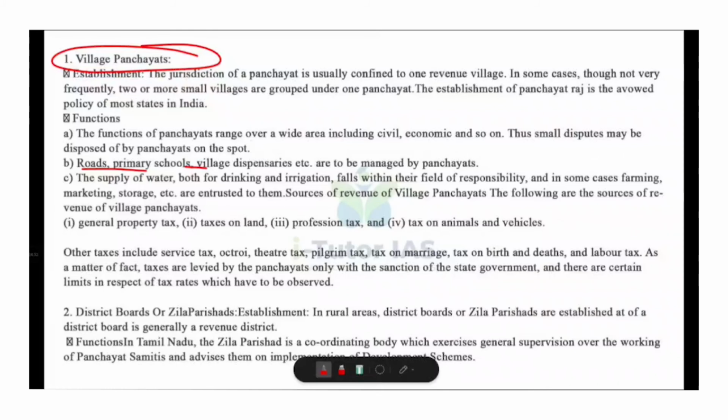And where do they get money from? They collect small taxes like property tax, land tax, profession tax or tax on animals and vehicles. Other small taxes are marriage tax, theatre tax, pilgrim tax, service tax, tax on birth and death, labor tax, and so on. So there is an important point. A panchayat cannot simply decide the tax rate on its own. Okay, it needs the state government's permission.